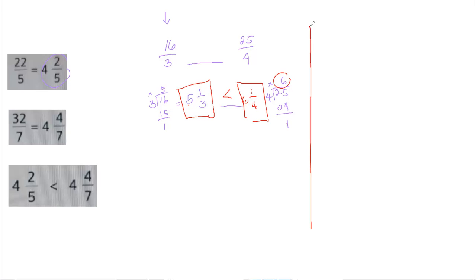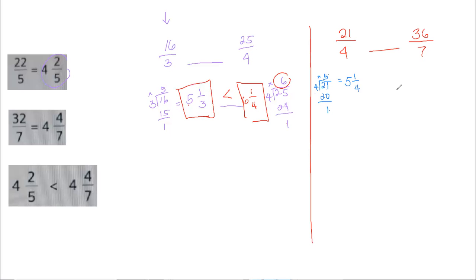Okay, let's try another one. If you get it, then you don't have to listen to the next one, but let's try a different one wherein they would have the same whole number. So let's say 21 over 4, and we want to compare this with 36 over 7. Okay, now we will convert this. 21 divided by 4, you have 5. 5 times 4 is 20. Remainder 1. So this one is equal to 5 and 1/4.